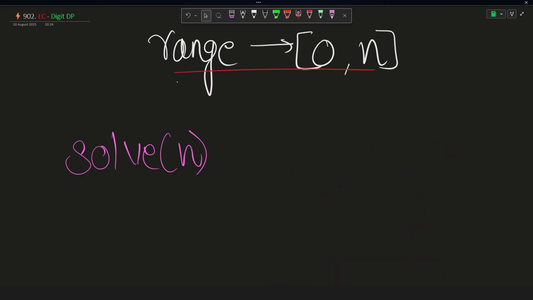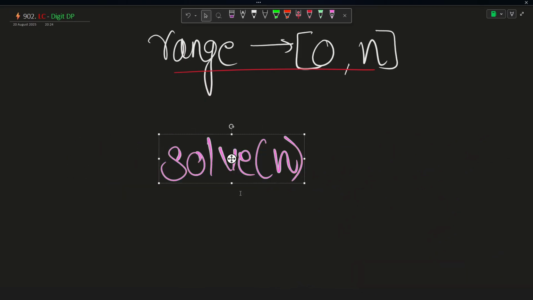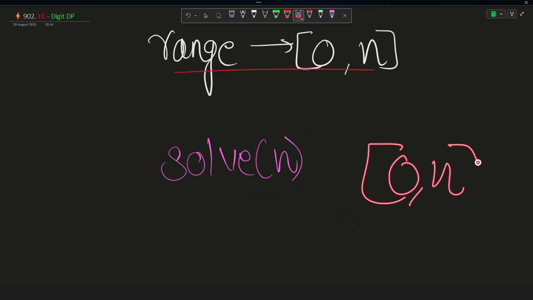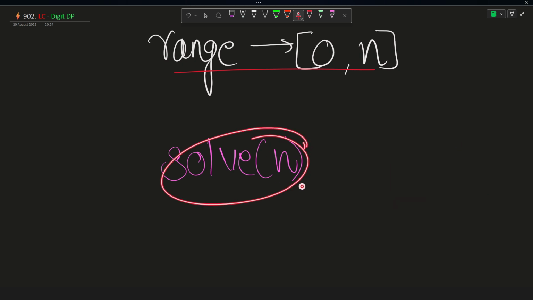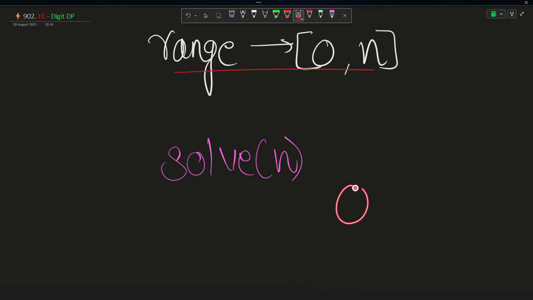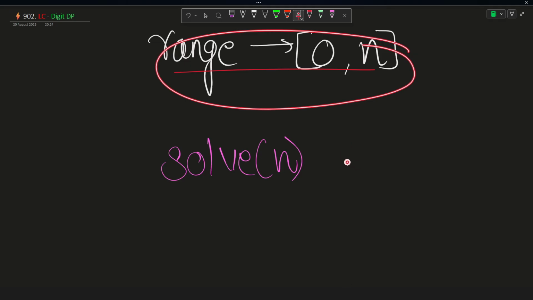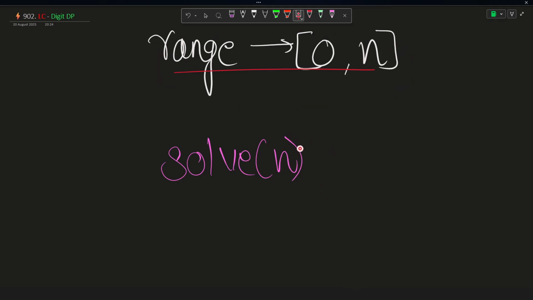So that's why our whole focus will be on this part, that is solve of n. So this solve of n represents nothing but each and every integer present in this range, that is from 0 to n. So by calling this function, we will be actually exploring each and every integer present in this range, that is from 0 till n. And this is the same thing that we are given in this question as well, right? So that's why we are only concerned with the rightmost.